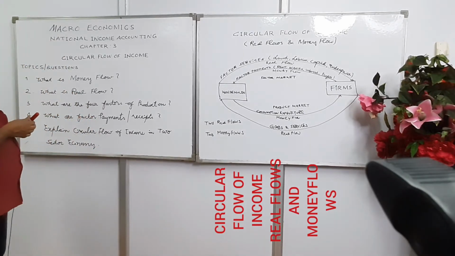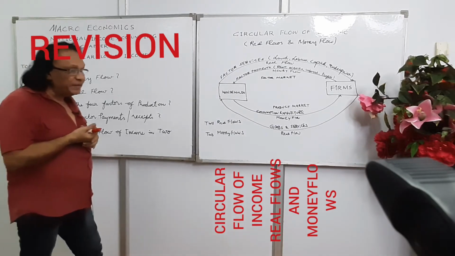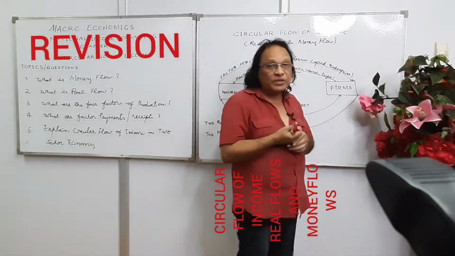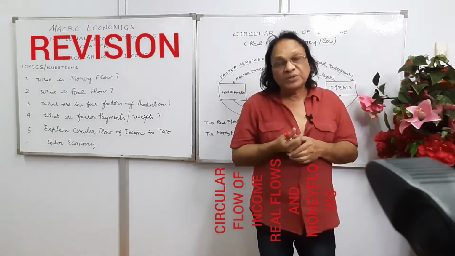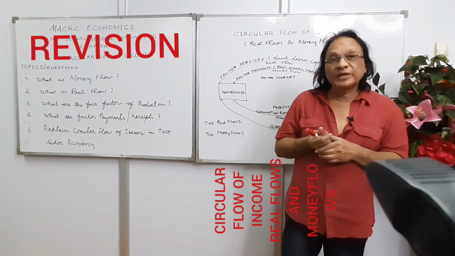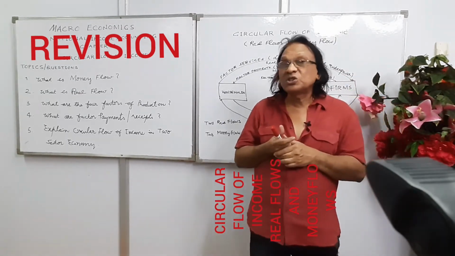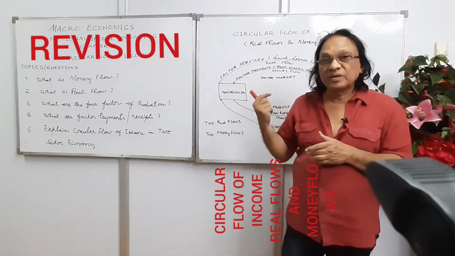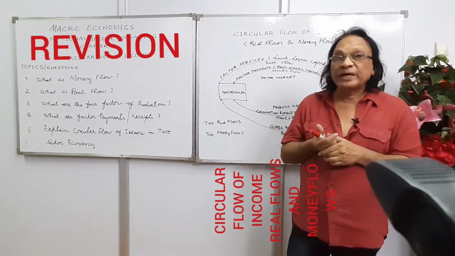So we're discussing macroeconomics, national income accounting, chapter number 3, circular flow of income. Probably this topic has been deleted for the 2021 board examination, but still we are covering it because it really helps you to understand the measurement of national income. And there is a topic, real GDP, nominal GDP. So, to understand real GDP and nominal GDP, real flow and money flow will really help you.